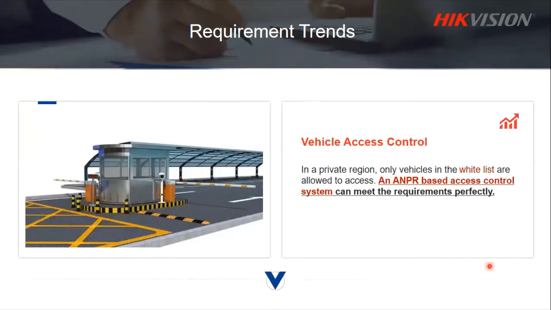In the private region, only vehicles in the whitelist are allowed to access. So this again is basically access control of vehicles into an area. An ANPR-based access control system can meet the requirements perfectly. So we can put number plates into a database, monitor and open up booms, those kind of things, and automate access for certain vehicles into and out of a specific area.